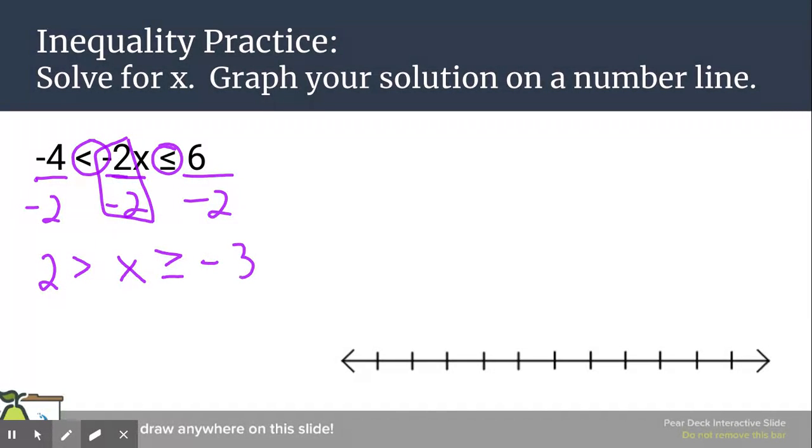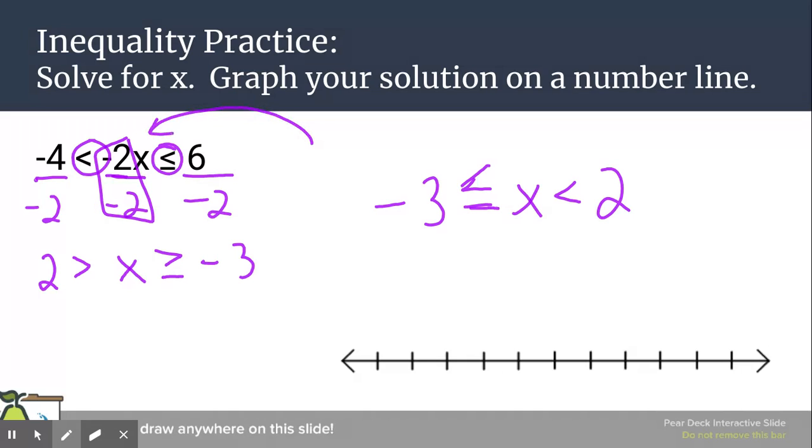I'm not a huge fan of the way that's written. It kind of hurts my brain. It looks backwards to me, so I'm going to rewrite it as -3 is less than or equal to x is less than 2. This means that all of the x's that are between -3 and 2, including, right, equal to -3, make this original inequality true.